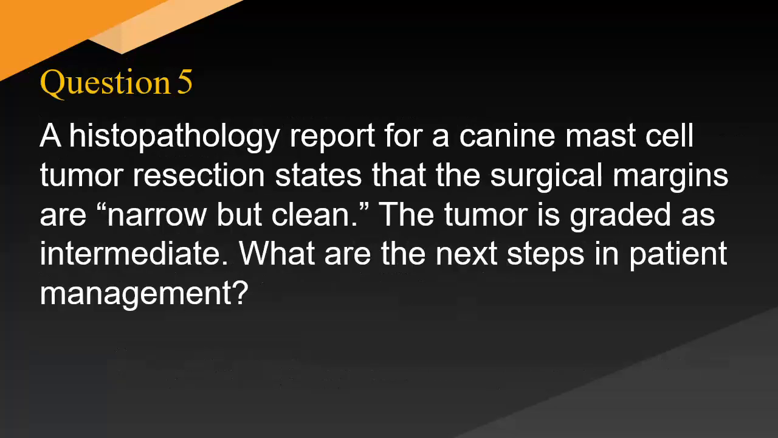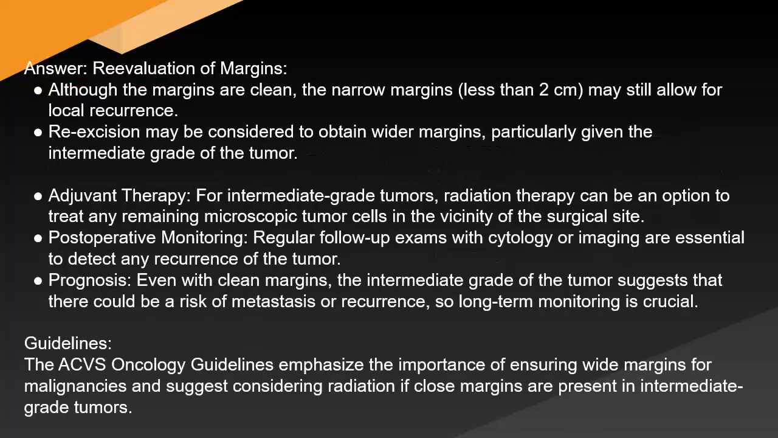A histopathology report for a canine mast cell tumor resection states that the surgical margins are narrow but clean. The tumor is graded as intermediate. What are the next steps in patient management? Answer: reevaluation of margins. Although the margins are clean, the narrow margins less than 2 centimeters may still allow for local recurrence. Re-excision may be considered to obtain wider margins, particularly given the intermediate grade of the tumor.